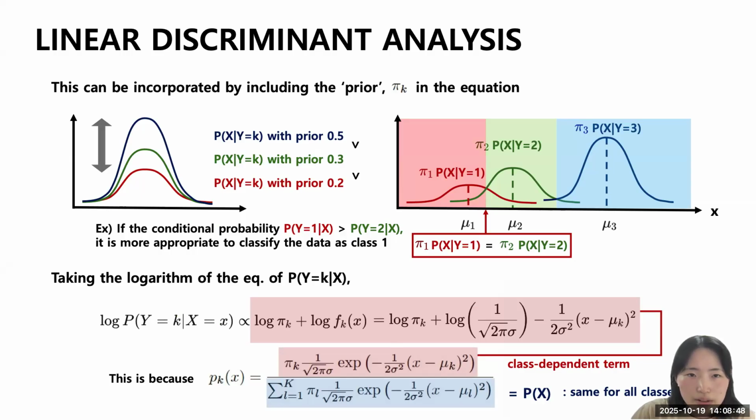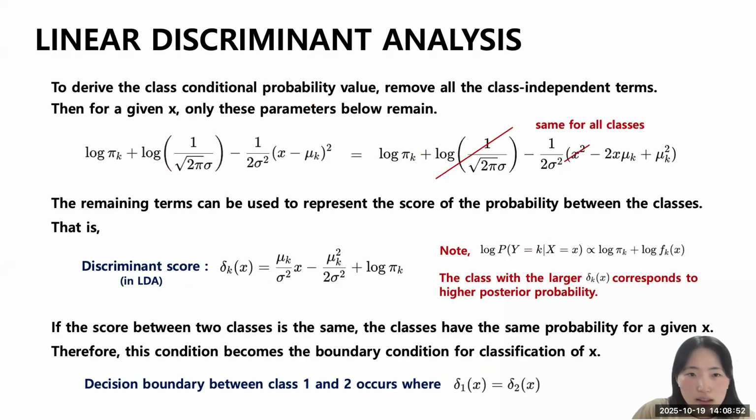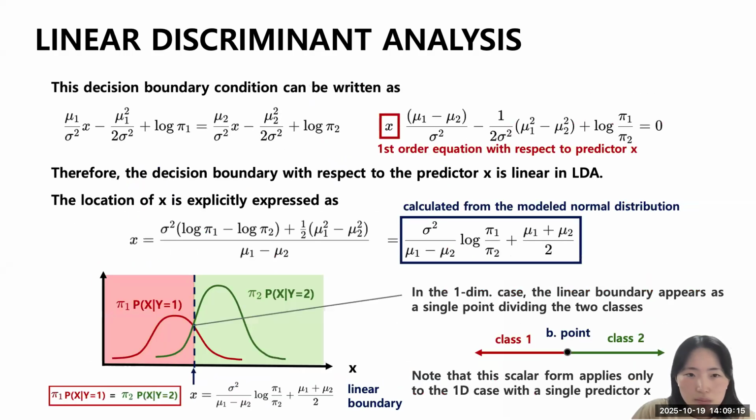We can take the logarithm to simplify the product into a sum. And by removing class-independent constants, we obtain a discriminant function that depends on x. The class with the higher delta k has a higher posterior probability. When two discriminant scores are equal, that point defines the decision boundary between the classes.